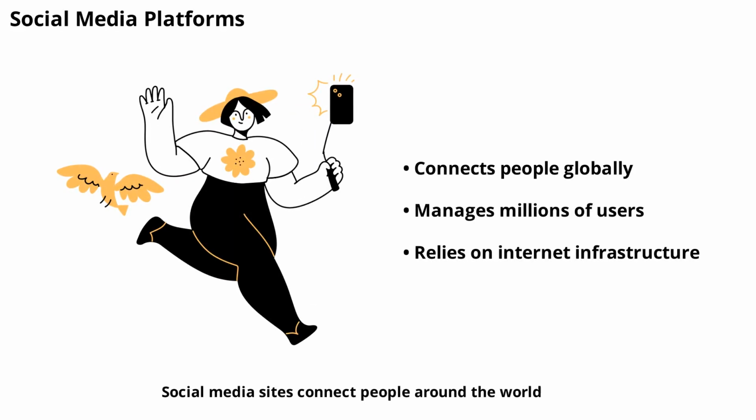Social media sites connect people around the world, allowing them to share updates, photos, and videos instantly. These platforms use powerful servers and databases to manage millions of users and posts. The speed and scale of social media are only possible thanks to the internet's robust infrastructure.